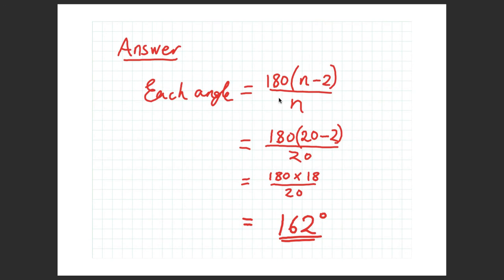And here's the answer. So the general formula for each angle was 180 times (n minus 2), number of sides minus 2, and then divide by the number of sides. So we just stick 20 into that formula: 180 times (20 minus 2) divided by 20. So that's 180 times 18 divided by 20, which comes to 162 degrees.